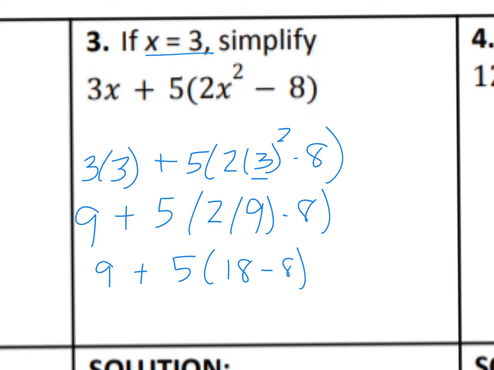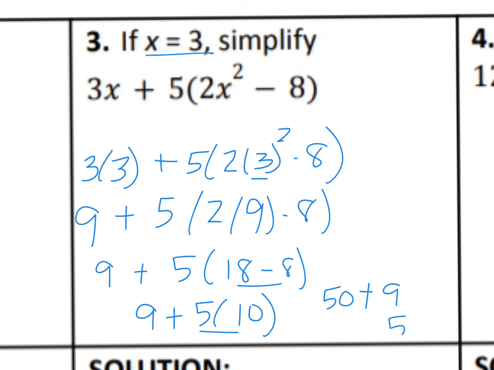And then if I'm still working within the parentheses, I need to do this 18 minus 8. So 9 plus 5 times 10, and then still thinking of PEMDAS, I know I need to multiply first, so I'm going to do this 5 times 10 first, which is going to give me 50, and then last I need to add 9, which gives me a final solution of 59.